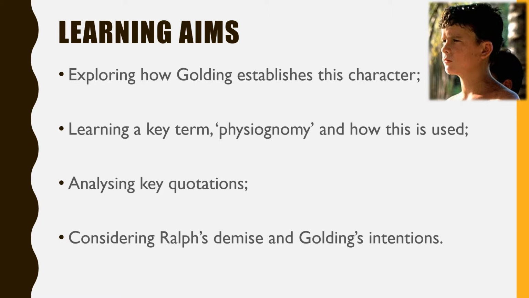And then we're just going to consolidate that knowledge. So we're going to consider how Ralph changes throughout the novel and perhaps just write up some of the annotations that we've done, exploring Golding's intentions with this character also.